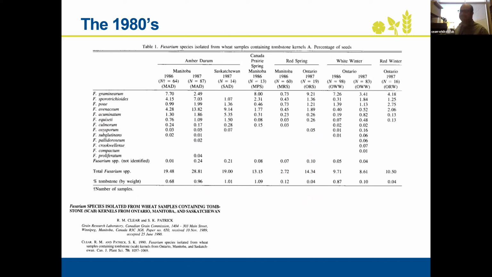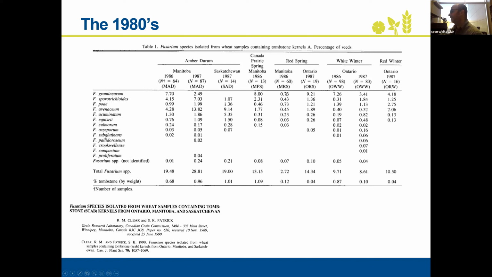So this disease wasn't always a problem in Canada. It really started picking up in the 1990s, but even if you look back to the 1980s, there was some work done by the Grain Commission and others looking at the different species that were causing this disease. So this is a table from a paper that came out in 1990 from Randy Clear, who is my predecessor's predecessor. And they're looking at the different Fusarium species that cause the disease.